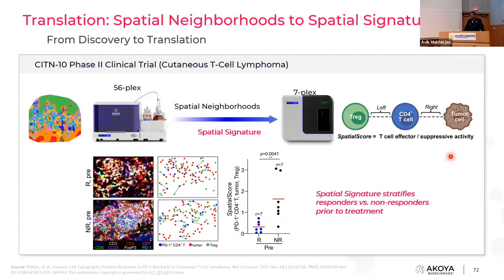And these kinds of studies have been done together with the PhenoCycler and the PhenoImager HT, where you can see they deployed a 56-plex panel to look at the spatial neighborhoods. Then they created a spatial signature and created a spatial score so that even before the patients are sent to treatment, they can be stratified correctly into responders and non-responders.